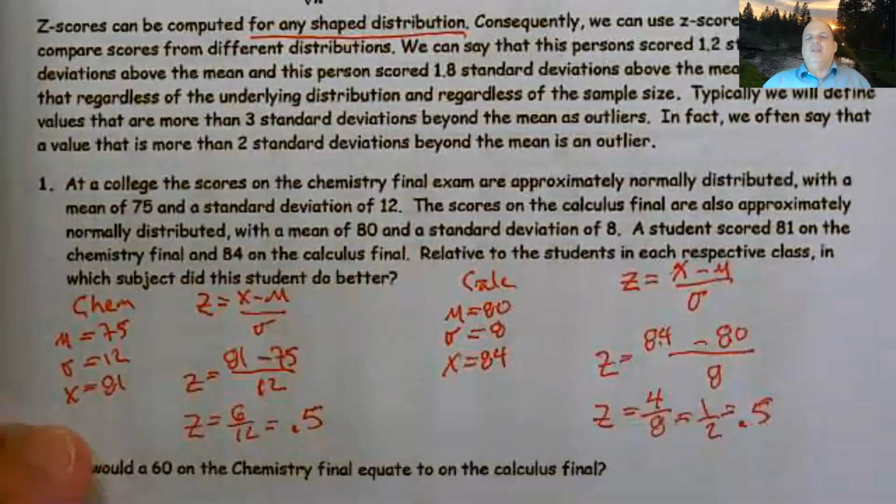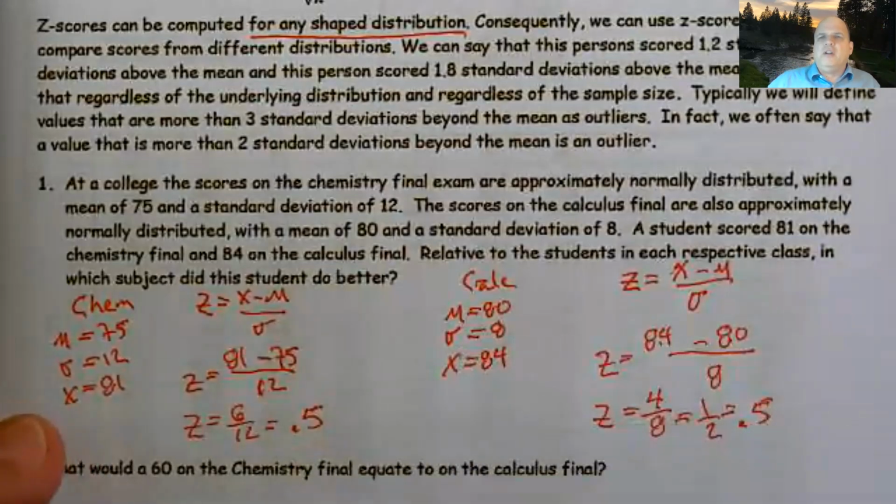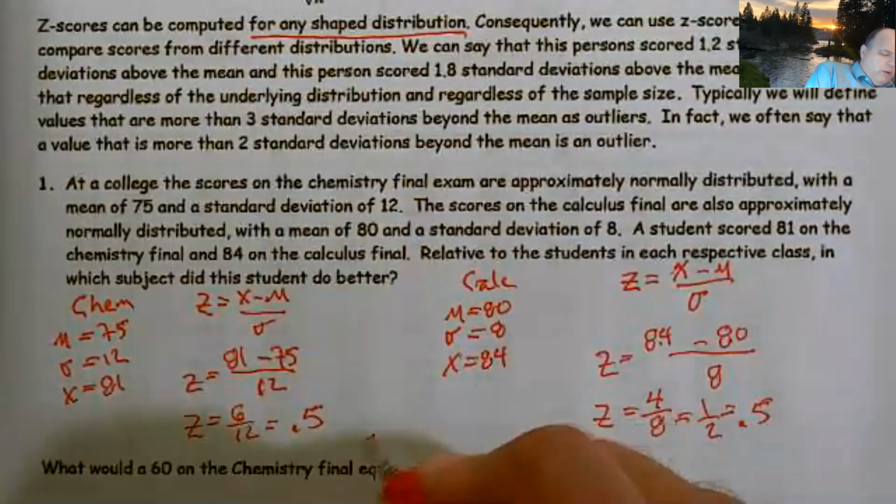So in both cases, he scored 0.5 standard deviations above the mean. So which one did he perform better on? Well, obviously, if in both cases it's 0.5 standard deviations relative to the other students in the class, he scored equally well. So he scored equally well.